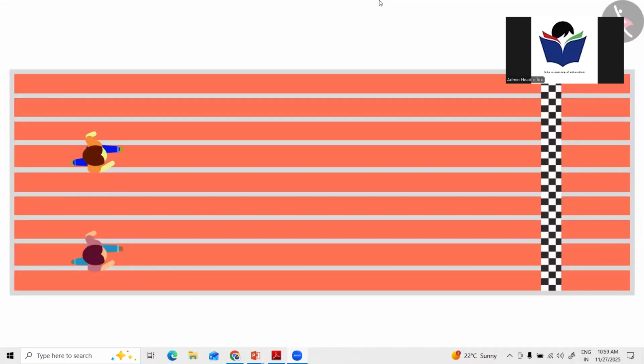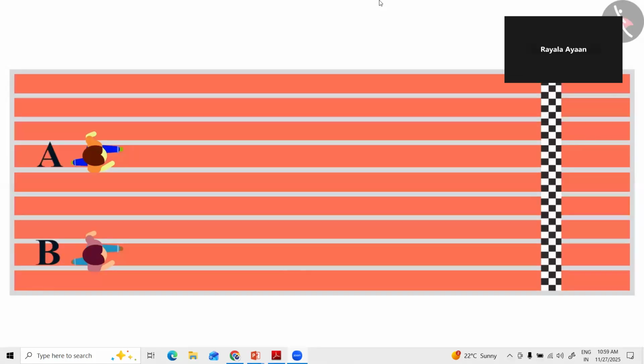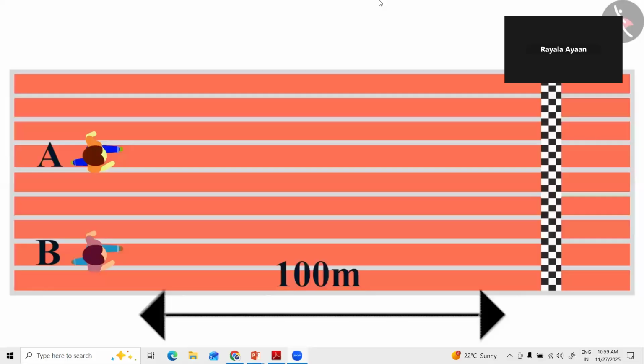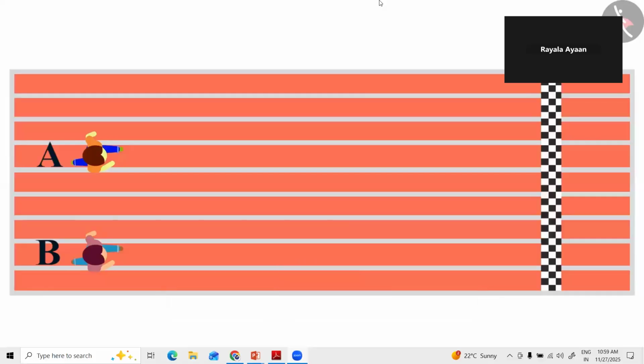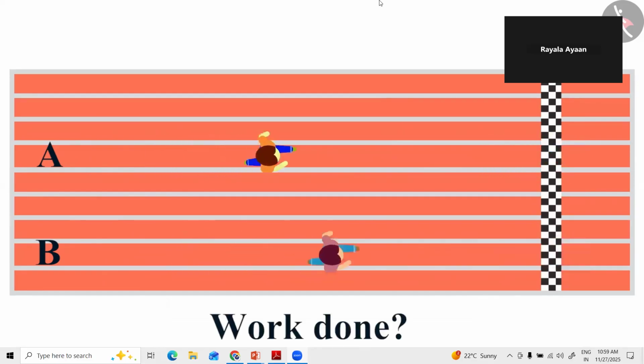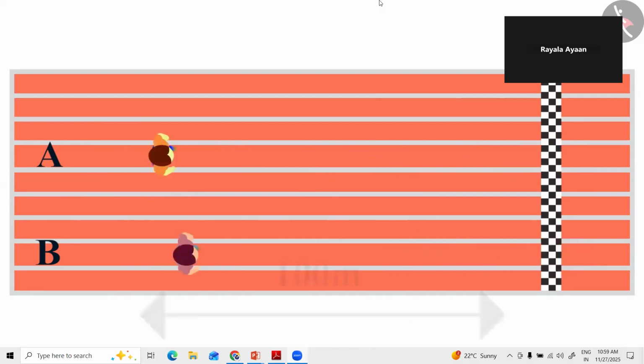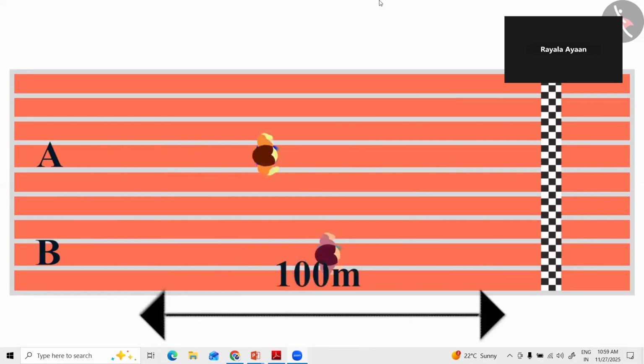Suppose two athletes A and B decided to take part in a 100-meter race. Both are of the same age and have the same weight. A completed the race in 25 seconds and B completed the race in 20 seconds. See, the difference is time. What do you think is the work done by both A and B? Same work is done by both A and B, but B takes less time than A to complete the same work.